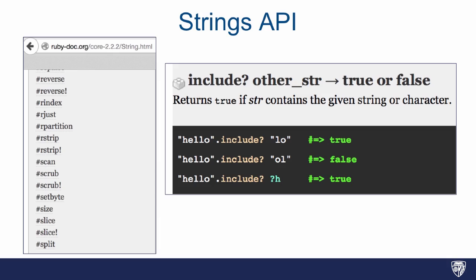So, strings API. If you go to this URL, ruby-doc.org core 2.2.2, you'll see many different methods that string has. And actually, the API that Ruby has is really nice. We have a lot of examples that you could see how things work, and it's really nice.